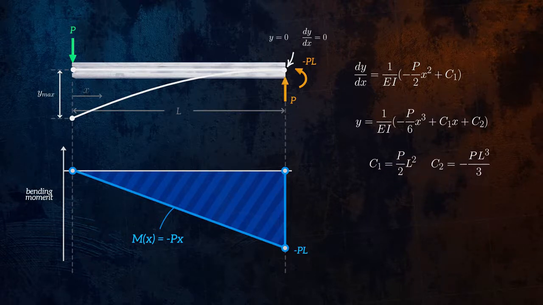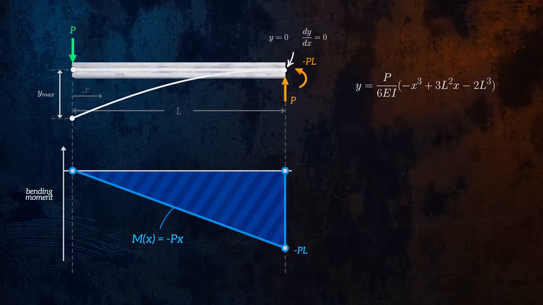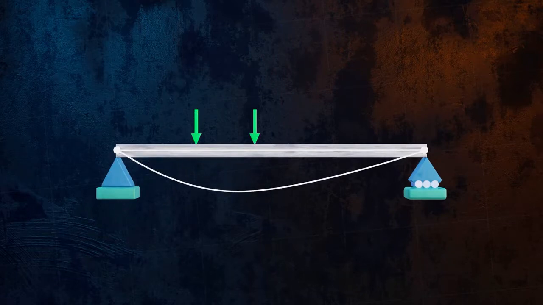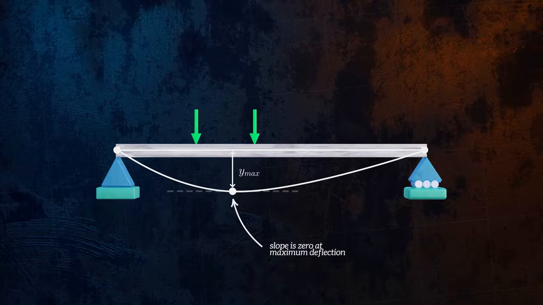And so, we've solved the deflection curve for this beam. In this case, it's obvious that the maximum deflection will occur at the end of the beam. For cases where the location of maximum deflection is less obvious, like for this simply supported beam, we can observe that the slope of the beam will be 0 at the location of maximum deflection. So by setting the slope equation to be equal to 0, we can figure out the location of y max.